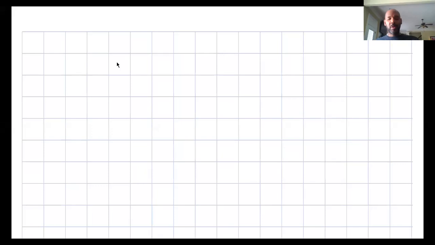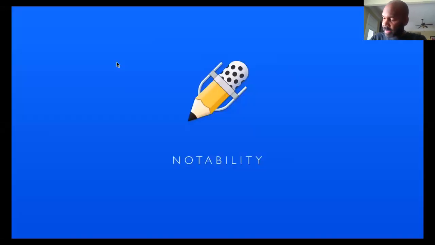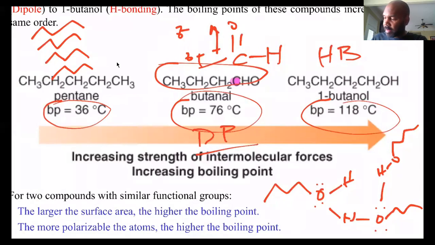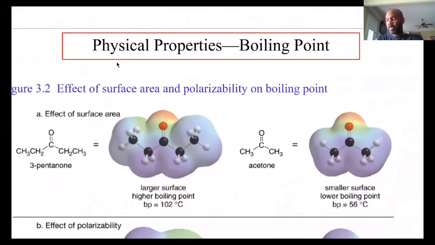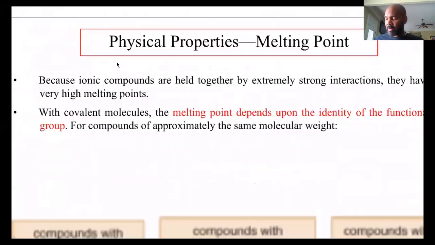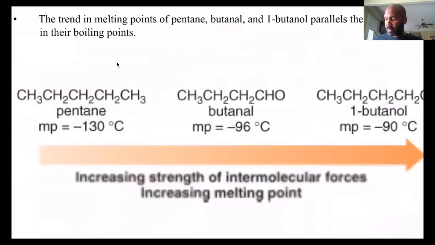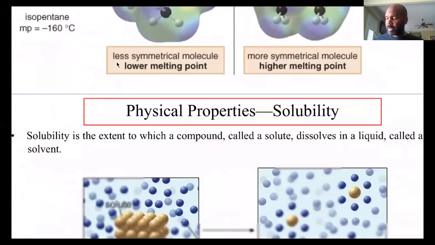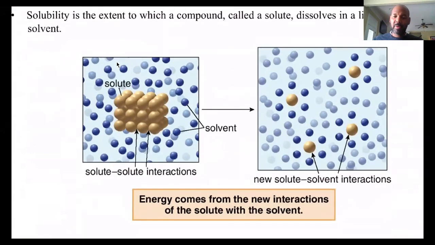All right, so we're gonna start out. Let me get back to this PowerPoint. We're gonna start out talking about solubility. We've talked about melting point and boiling point and how the surface area of a molecule affects that and how the different intermolecular forces affect that. So now we want to talk a little bit about solubility, because that's also a physical property, right?